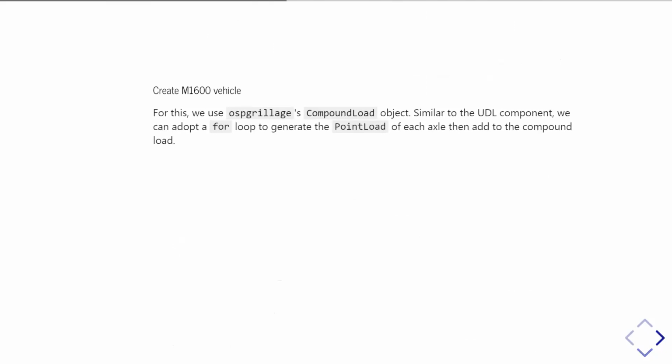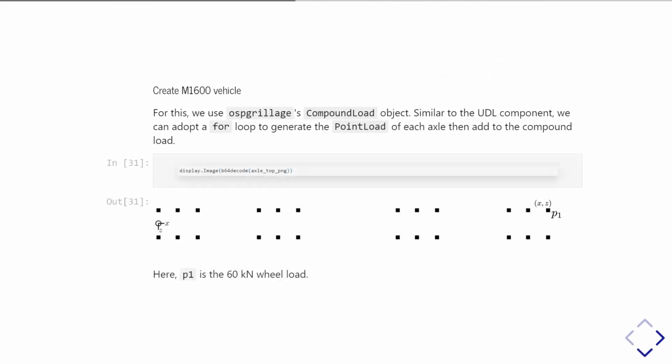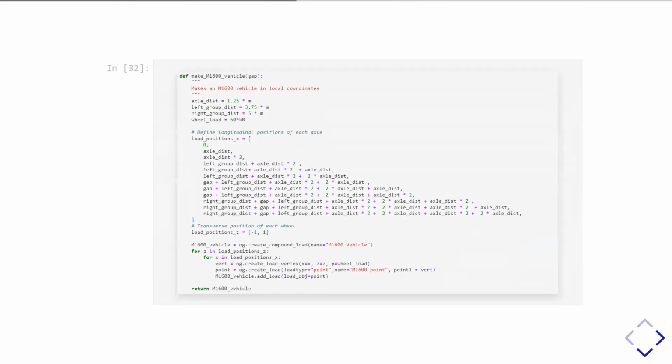Now here's the part where we start creating. Because we're in a Python environment, we can use the power of for loops to automate generating, rather than writing serial code. What I have here is just a snapshot of things you can do in OpenSees Grillage. This function here is simply a function to create the compound load.